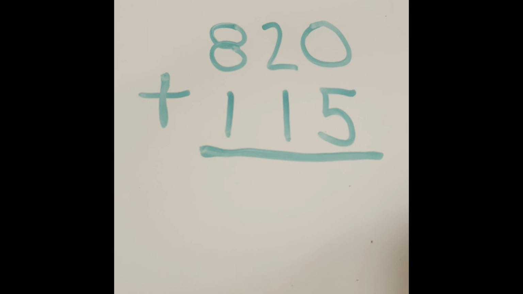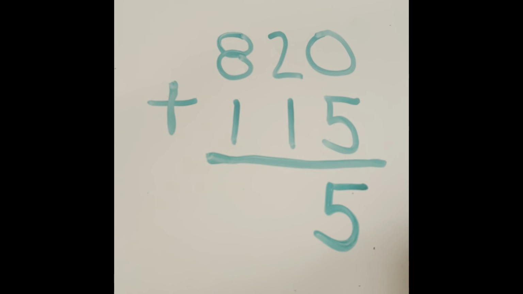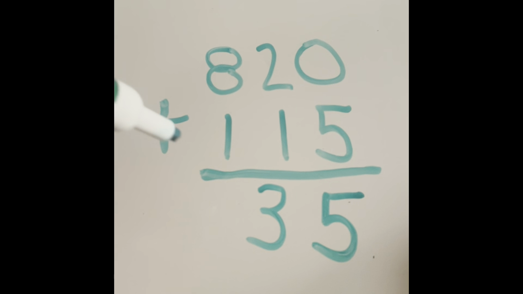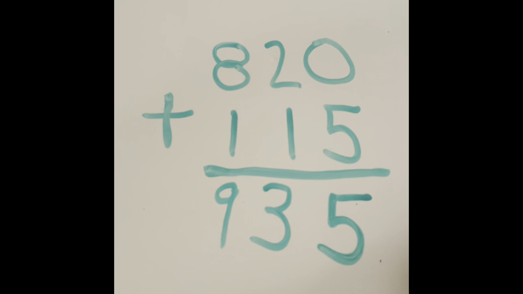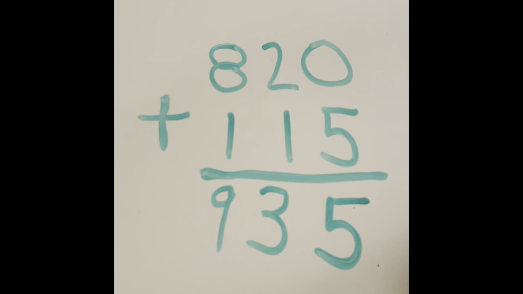Example number 4, 820 plus 115. So we start in the ones place. 0 plus 5 equals 5. 2 plus 1 equals 3. 8 plus 1 equals 9. And we have our final answer. 820 plus 115 equals 935.